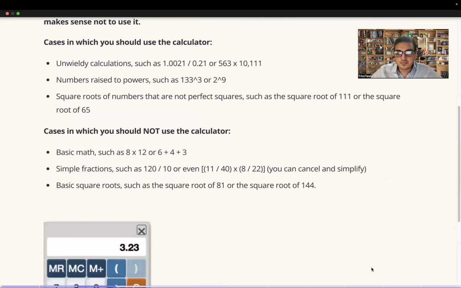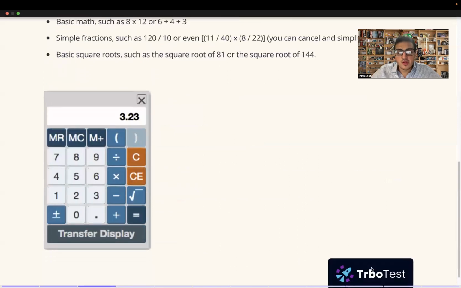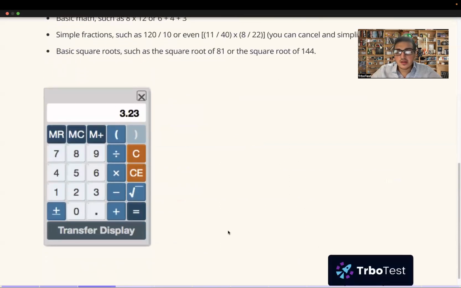I have here an example of what the on-screen calculator will look like, so you see it well ahead of your exam. If you don't know what some of these numbers mean, I would highly suggest you do some Google searching so you are familiar with the calculator on the day of the exam.